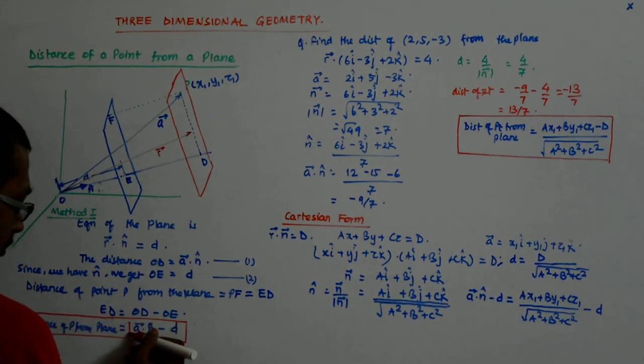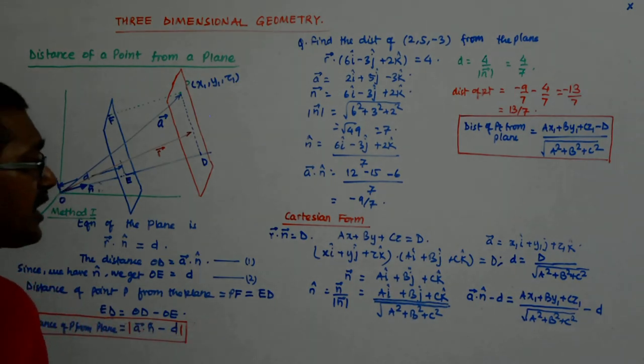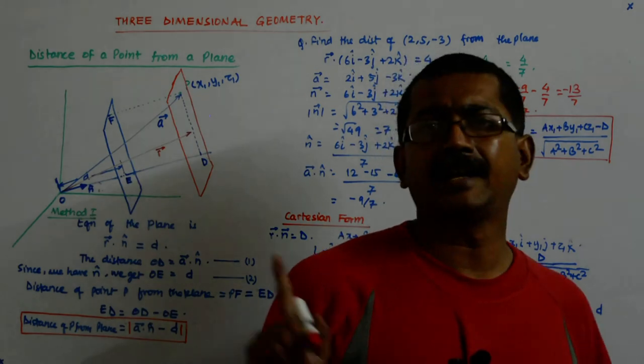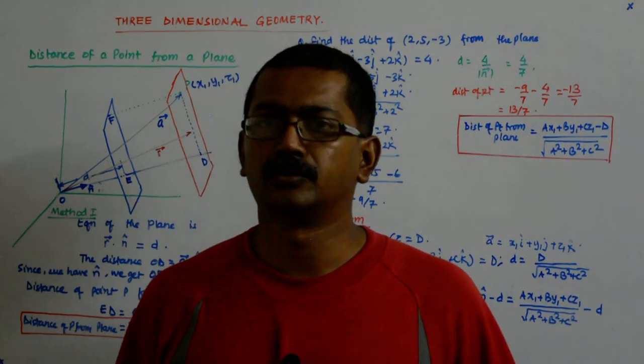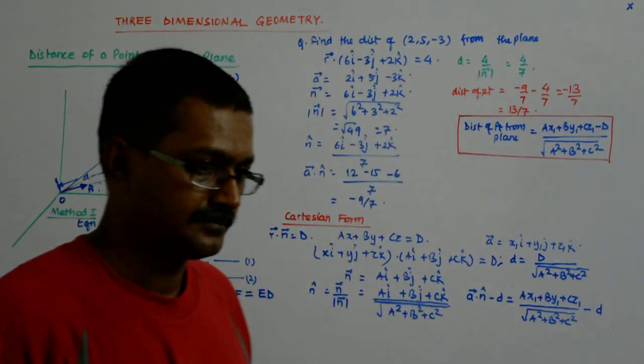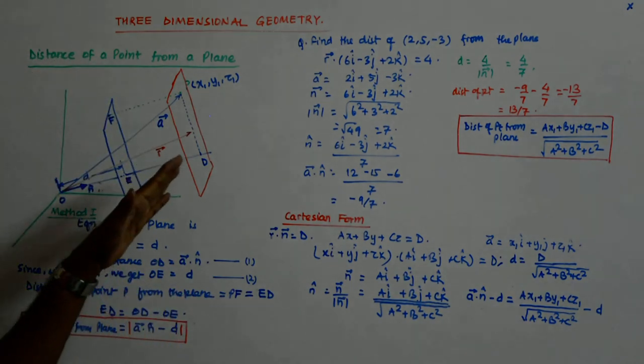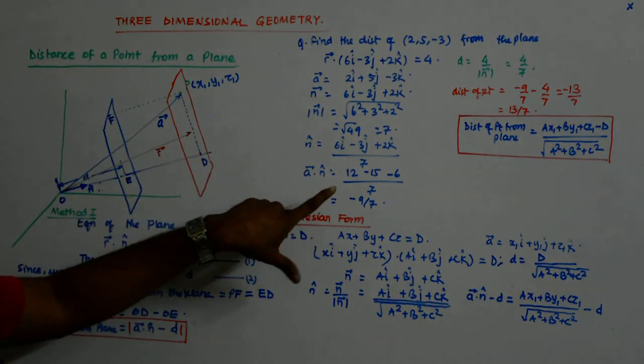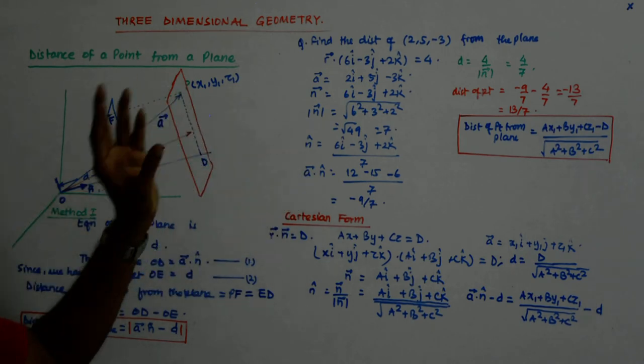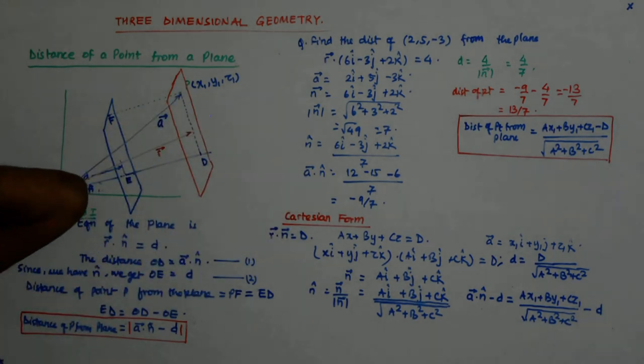You have to take the mod of this. See, one thing should be very clear. Why did it give me a negative value? Can you tell me? This a dot n cap gave you, why did it get added in a sense? You know that.